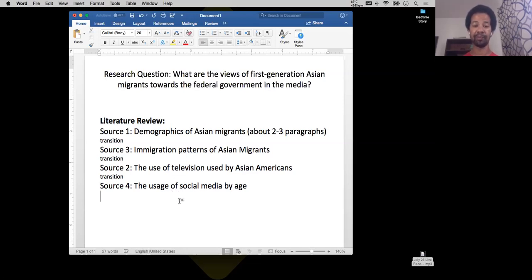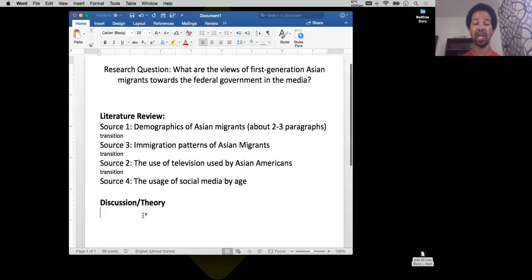Alrighty, there I go. The next step I would take is to move on to the discussion section, which is also known as the theory. So you may recall when we discussed research methods, that research goes hand in hand with data and theory. The literature review, this is the data, information, data, data, data. The discussion, the theory, is how are we going to look at and analyze the data.